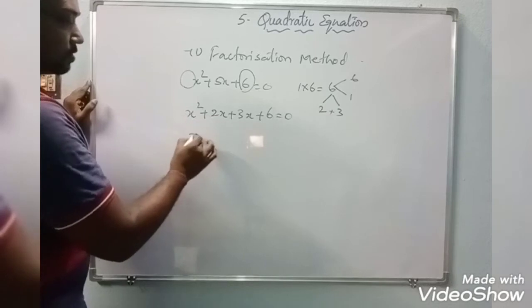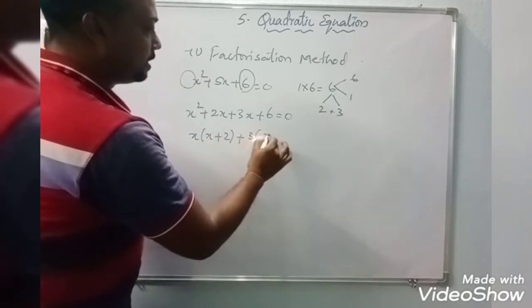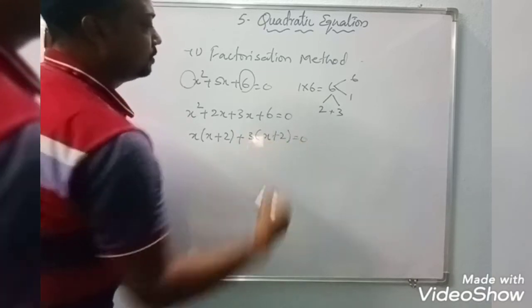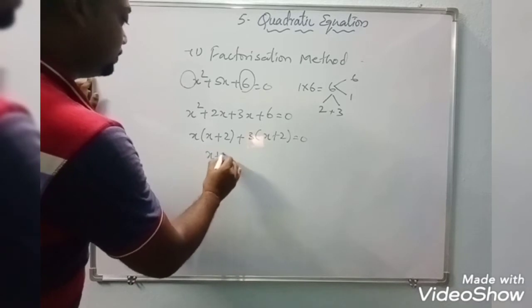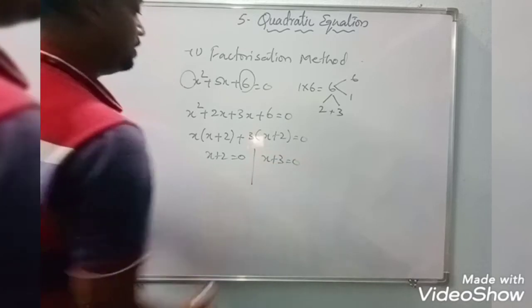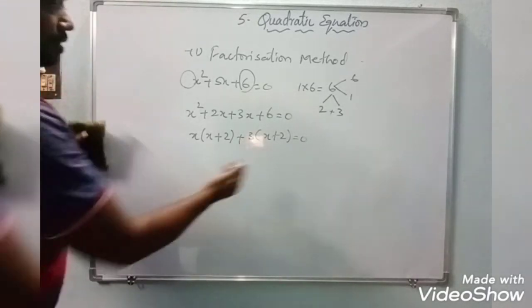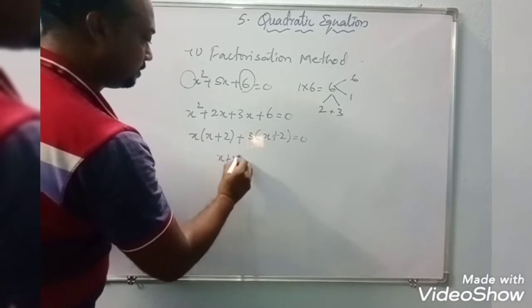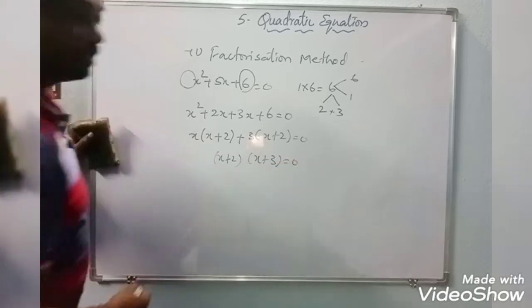So I can take x common in these two, that is x plus 2. Here 3 is common, you will get x plus 2 is equal to 0. Now simply we can write this one as x plus 2 is equal to 0 and x plus 3 is equal to 0. Or else, if I write one more step here, x plus 2 is common, I can write this one as x plus 3 is equal to 0.